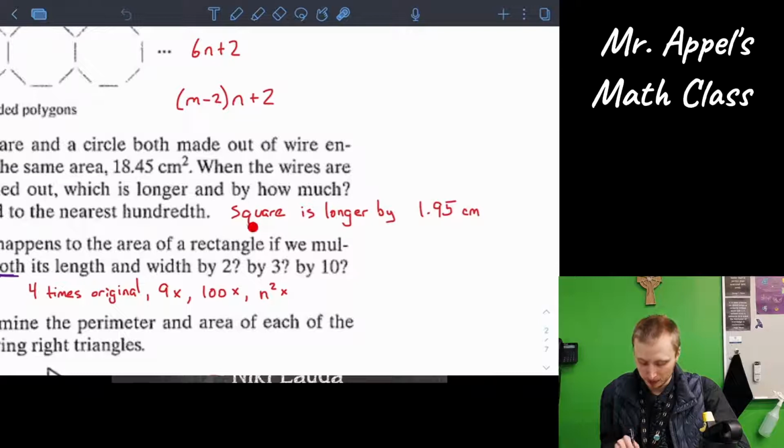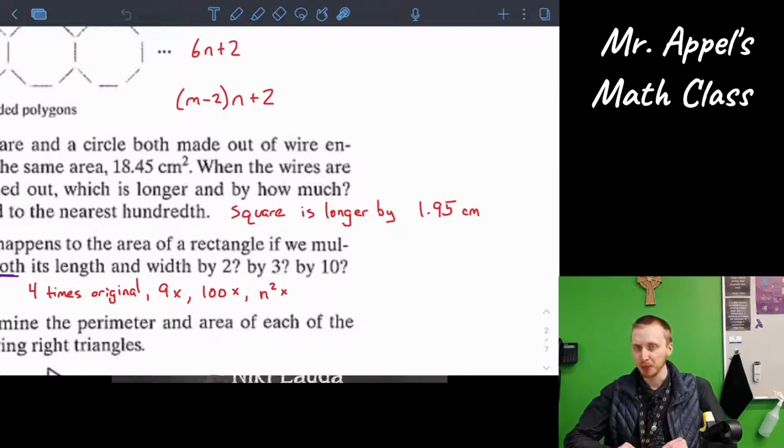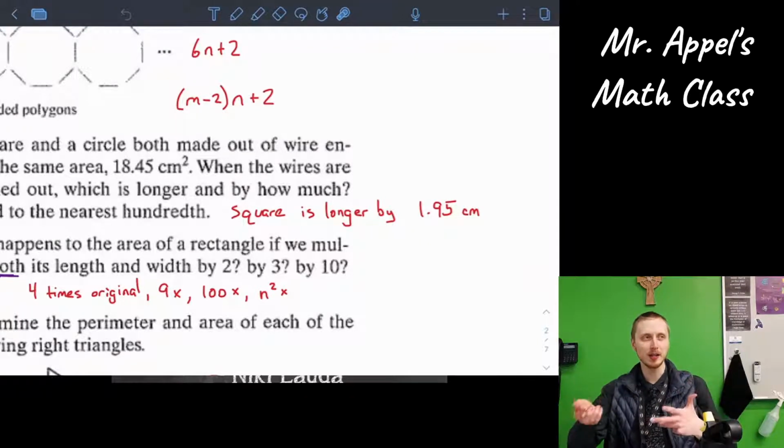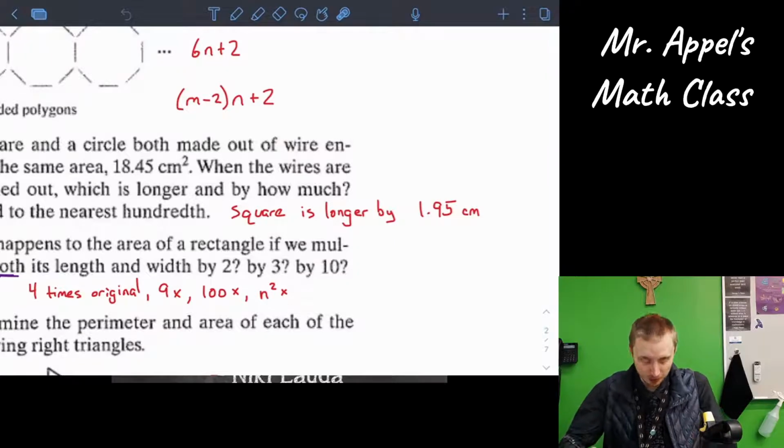The answer in this is a square, longer by 1.95 centimeters, specifically given this starting area. So think about what that means about the relationship between the perimeters and areas of squares and circles in general.